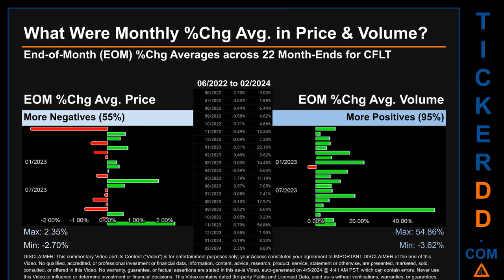Price saw an end-of-month max of 2.35% in average percentage change along with a minimum of -2.70%. For volume, the maximum and the minimum monthly percentage change were respectively 54.86% and -3.62%.